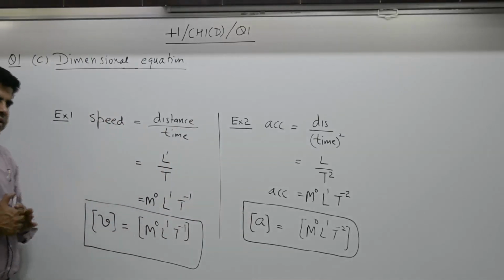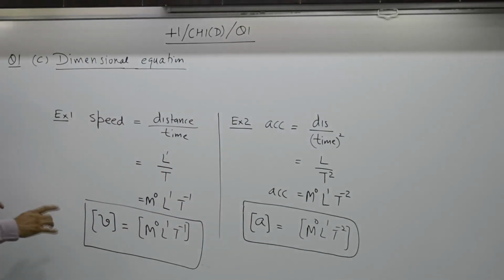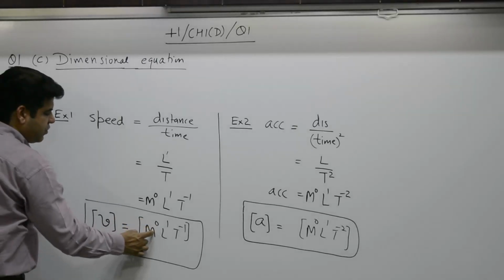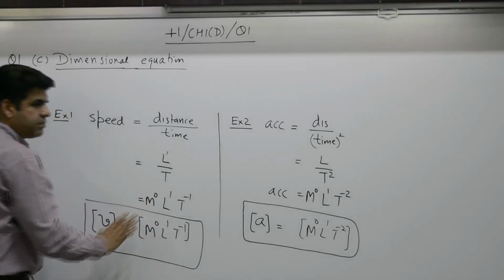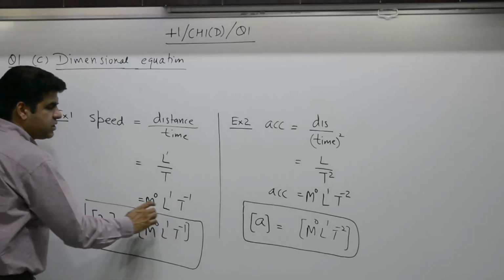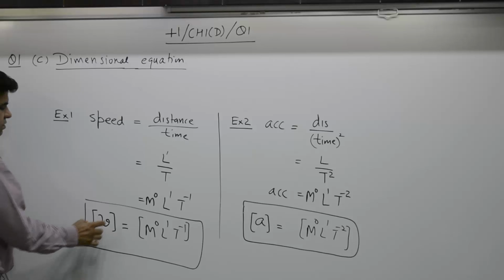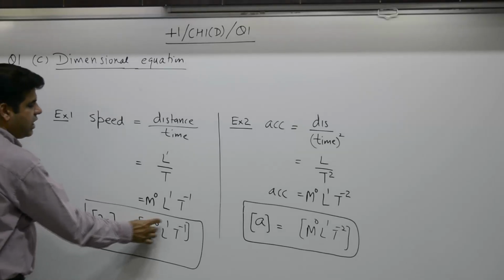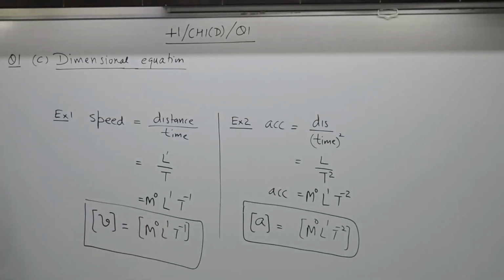Takeaway is what? What is the outcome? Dimensions are 0 in mass, 1 in length, minus 1 in time. Dimensional formula of speed is M0 L1 T minus 1. Dimensional equation is v is equal to M0 L1 T minus 1. 2 minutes to write. Last part, dimensional equation.